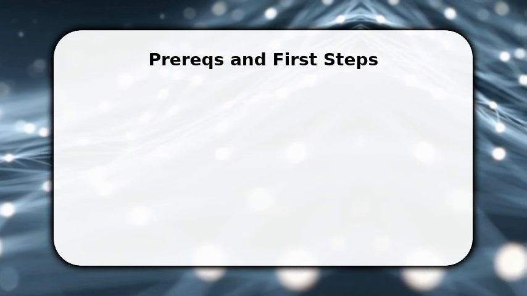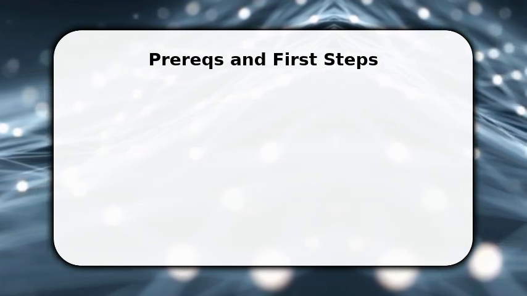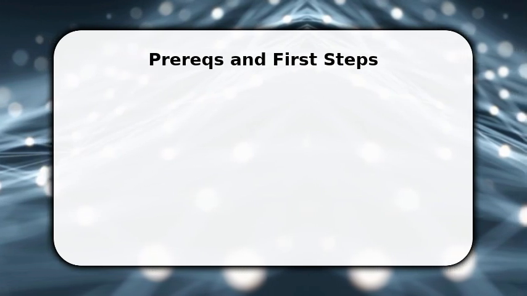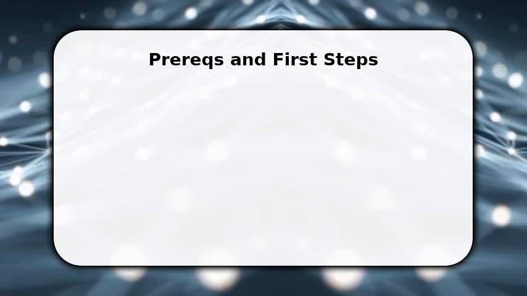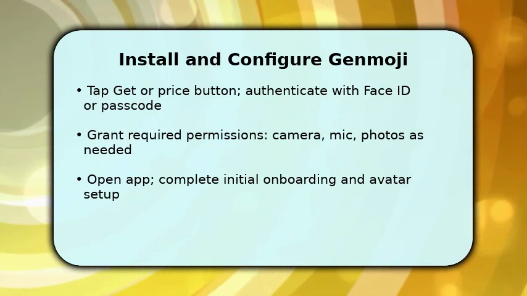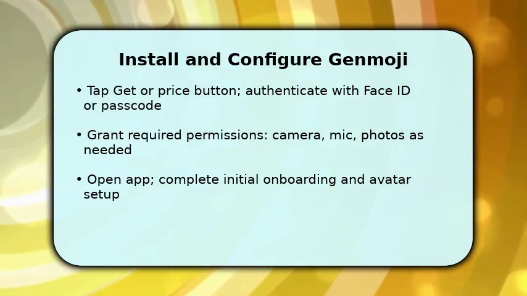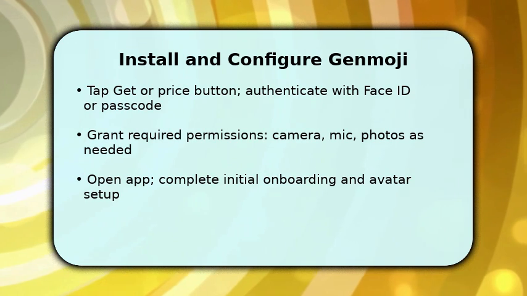This narrows to the correct app page so you don't download clones. Tap the app to view permissions, screenshots, and the Install button before proceeding. Tap Get or the Price button and authenticate with Face ID or your passcode so the download begins immediately.